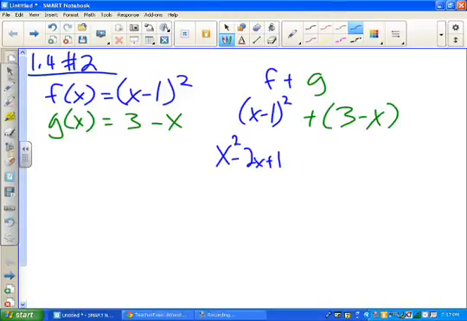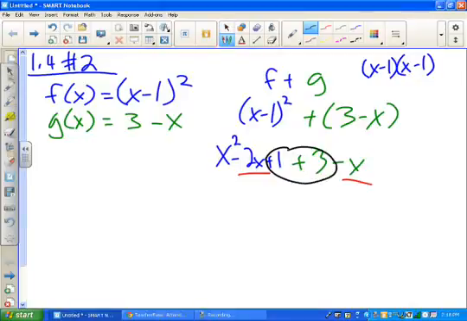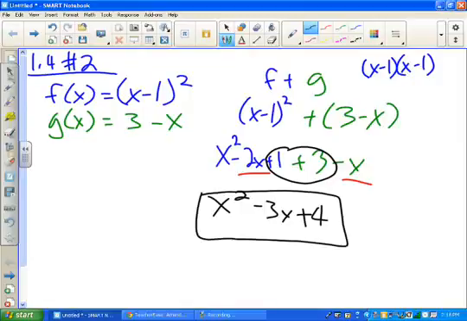By foiling x minus 1 squared, we get x squared minus 2x plus 1, and then we tack on the end 3 minus x. Last step, just combine like terms, add up the x's, add up the constants, and we're left with x squared minus 3x plus 4. Okay? So f plus g equals x squared minus 3x plus 4. And that's pretty much it for the sum of two functions.